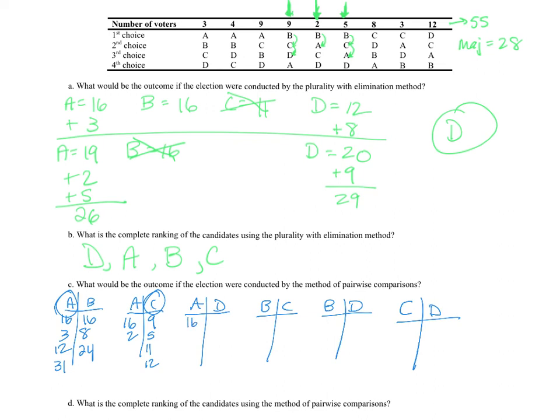Okay, A against D, we've got 16. And then 9, we have D is ranked higher. 2, A is ranked higher. 5, A is ranked higher. 8, D is ranked higher. 3, A is ranked higher. And 12, D is ranked higher. So this is 29, and this is 16, 18, 23, 26. So D wins that one.